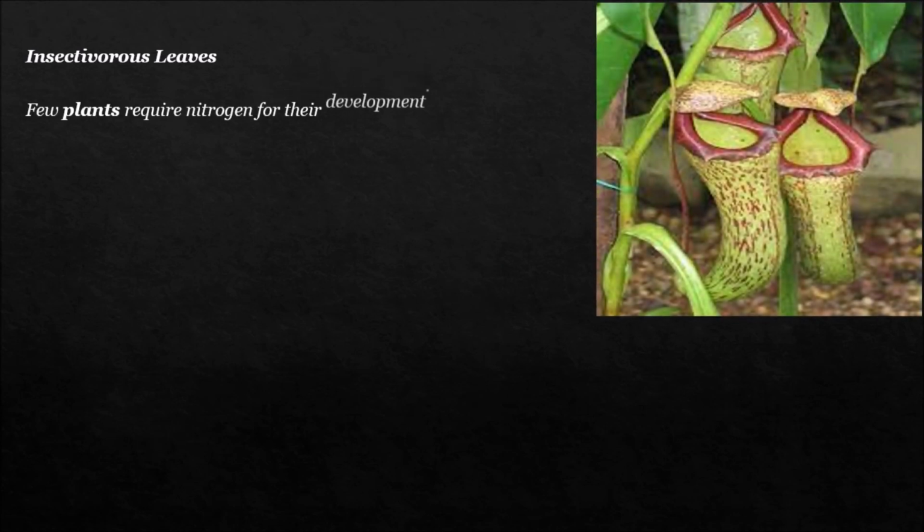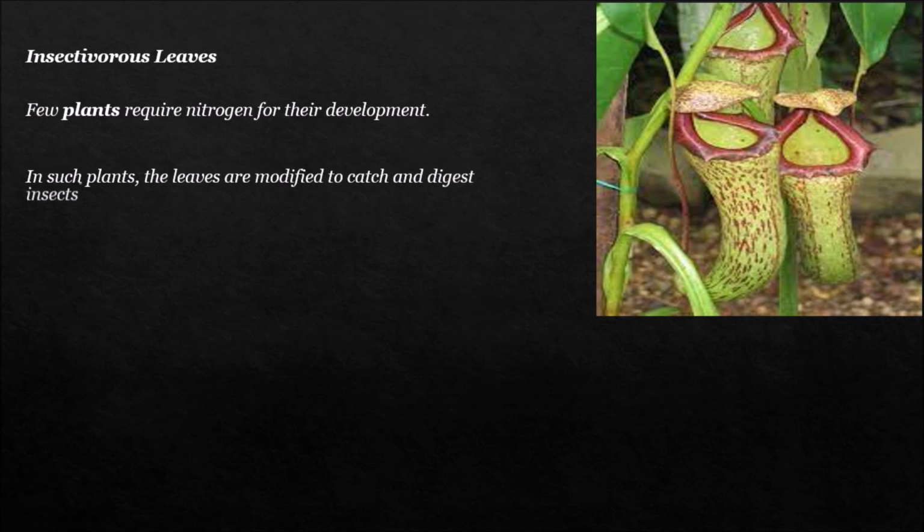Coming to insectivorous leaves. What are insectivorous leaves? Plants require nitrogen for their development. What is the main reason why these leaves are modified? As the plants require nitrogen for their development, the leaves are modified to catch and digest insects. So the plants show modification where the leaves are modified in order to catch and digest the insects. A few of the modifications are mentioned below. So what are the modifications of insectivorous leaves?